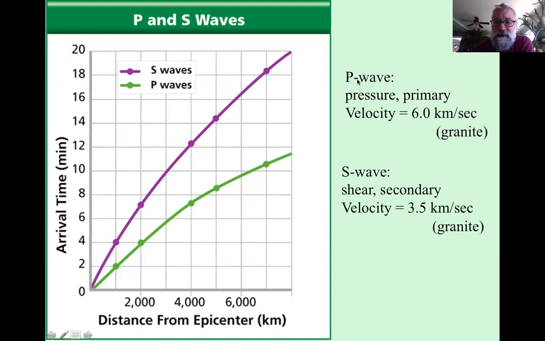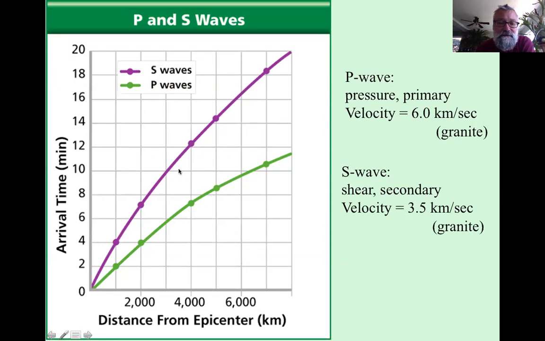When we look at the body waves, the P waves are the fastest waves. We can think of those as pressure or primary, and they travel at about 6 kilometers per second, in this case in granite. And it does depend on the density of material. The denser a rock is, the faster the velocity will be. So if this were basalt, this would be greater than 6. If this were sandstone, this would be less than 6. But for granite, it's 6 kilometers per second. For an S wave, think of it as shear or secondary, the velocity is slower. It's 3.5 kilometers per second in granite.